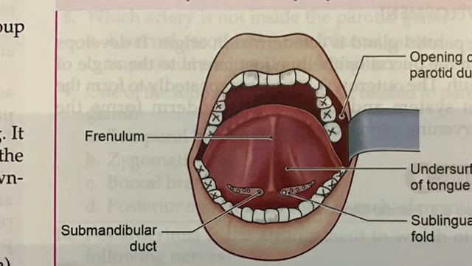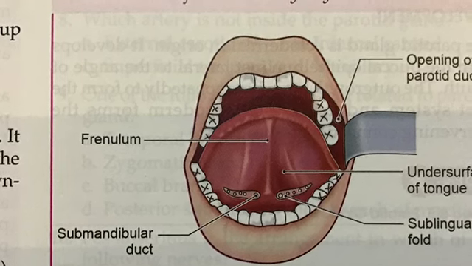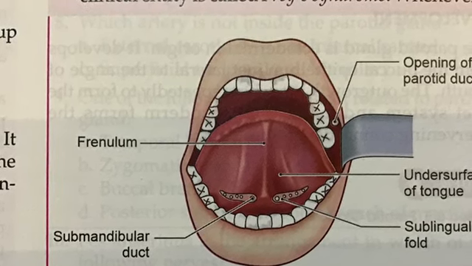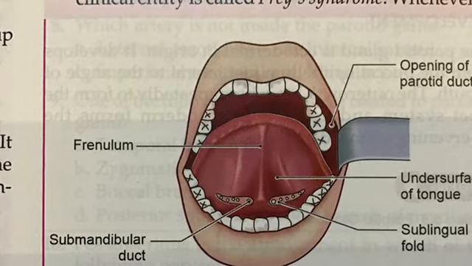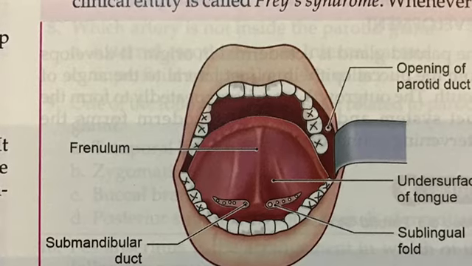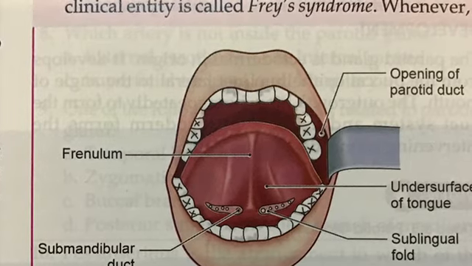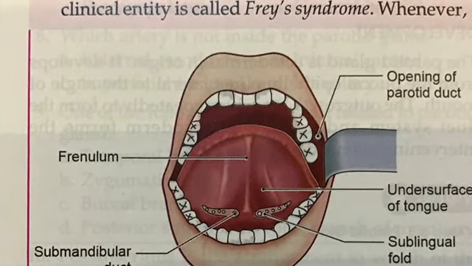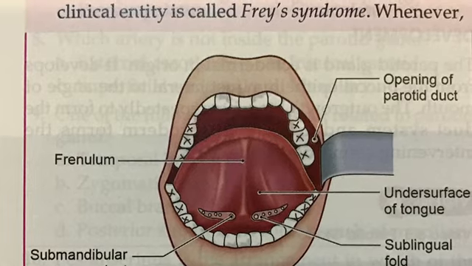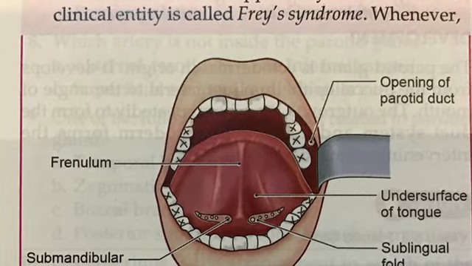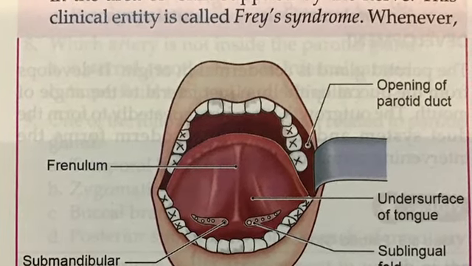This diagram is showing the openings of the parotid duct and submandibular duct. The parotid duct opens opposite the crown of the upper second molar tooth in the gingivo-buccal vestibule, and the submandibular duct opens below at the frenulum.